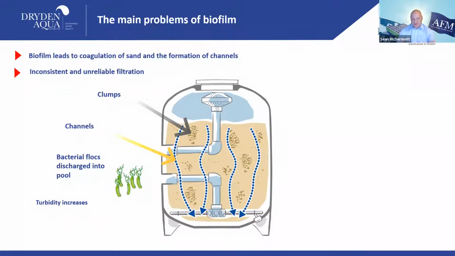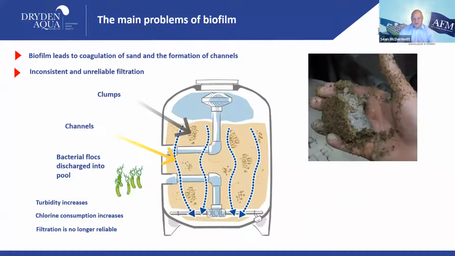So we reduce the effective area of the filter, and make the water flow faster through these areas. Those are considered channels. They might not be visible in the filter bed like a wormhole, but they still exist because of the clumping. And when we do that, we know from the previous sessions that we're decreasing our filtration efficacy and allowing those bacterial flocks to be discharged into the pool, making people sick. Also, we're going to notice increased turbidity because our filtration performance is reduced and it's no longer reliable. We can't trust the filter media to do the job that we expect.